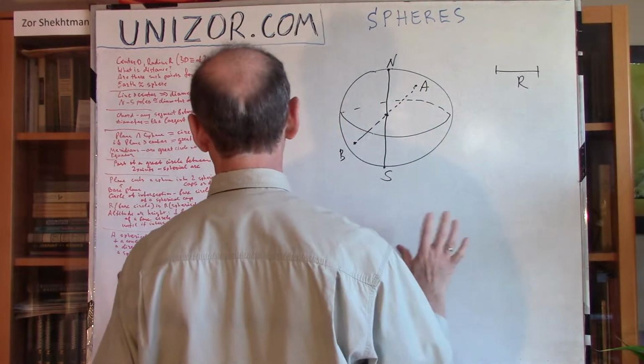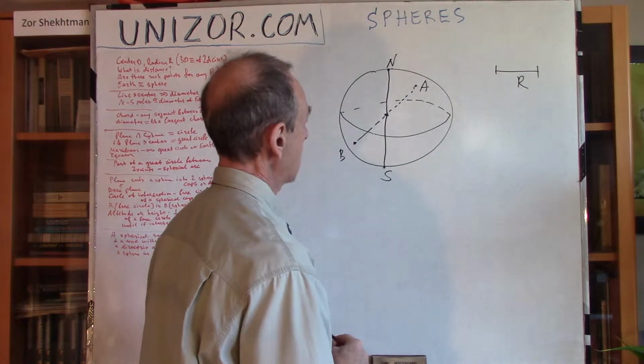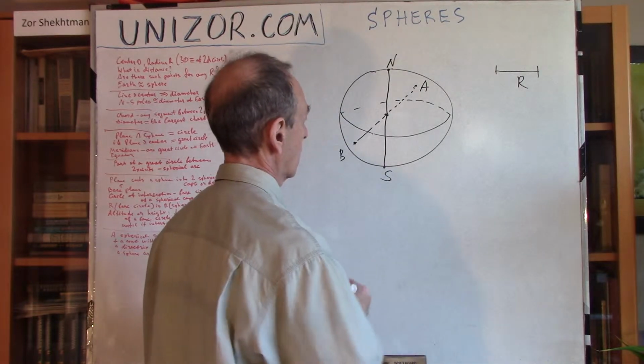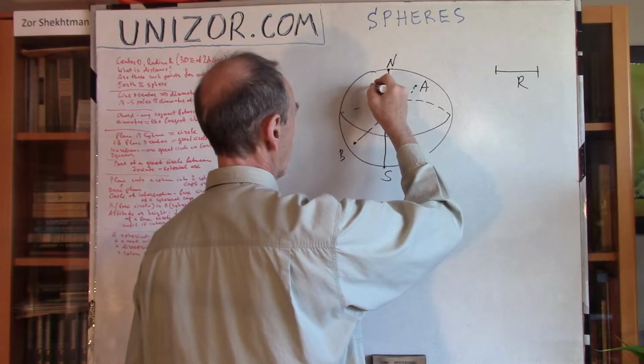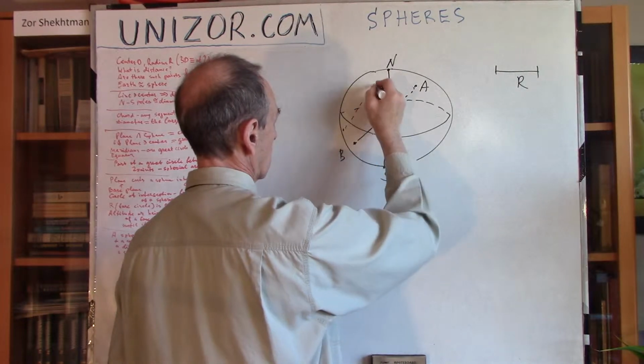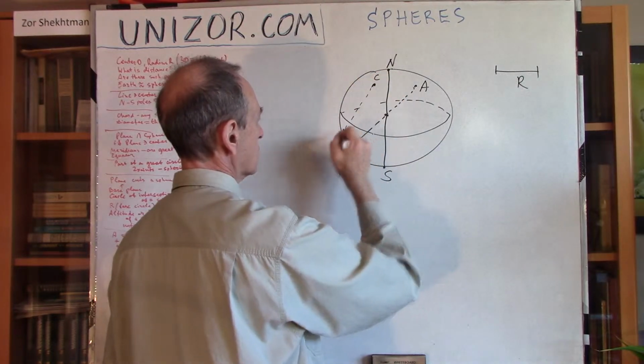Okay, so that's a diameter. We have defined it. Now, if you take any other segment which connects two points, this and this, for instance, it's inside the sphere from point C to point D.